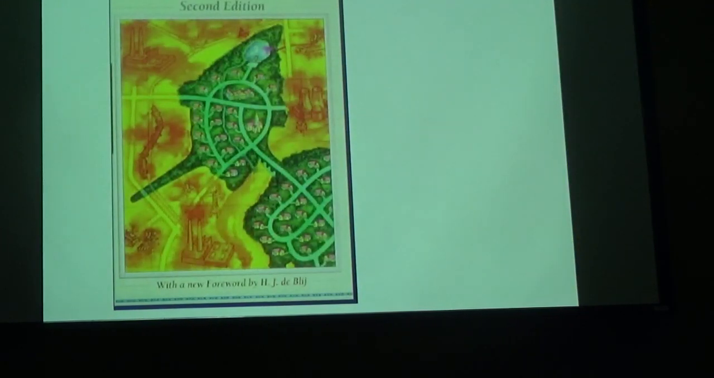If you have time, it's still available, I think, as a used book: How to Lie with Maps by Monmonier. This is a must read. If you want to know how to do things wrong, this is really good stuff. I just want to know if somebody's trying to bamboozle me.